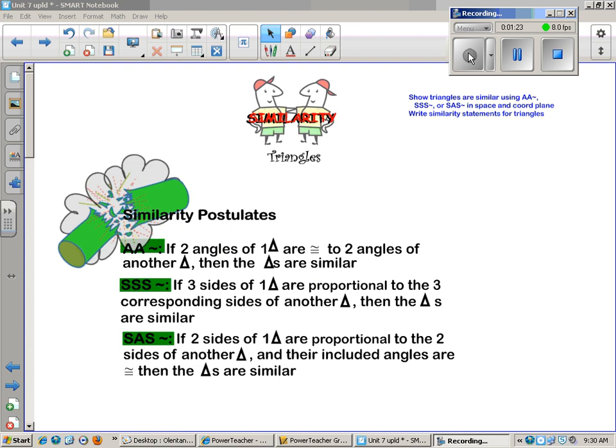Then we have side, side, side. And in this case, the sides aren't congruent. They have the same similarity ratio, so they're proportional. Okay, and then side, angle, side, which is 2 sides are proportional and 1 angle is congruent. So we have angle, angle similarity, side, side, side similarity, and side, angle, side similarity. Okay, 2 angles, 3 sides, or 2 sides and an angle. And the angle has to be in between the 2 sides.